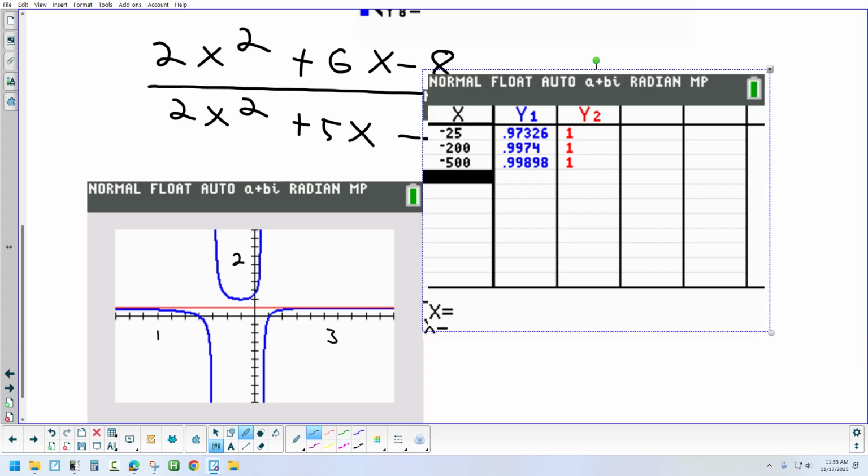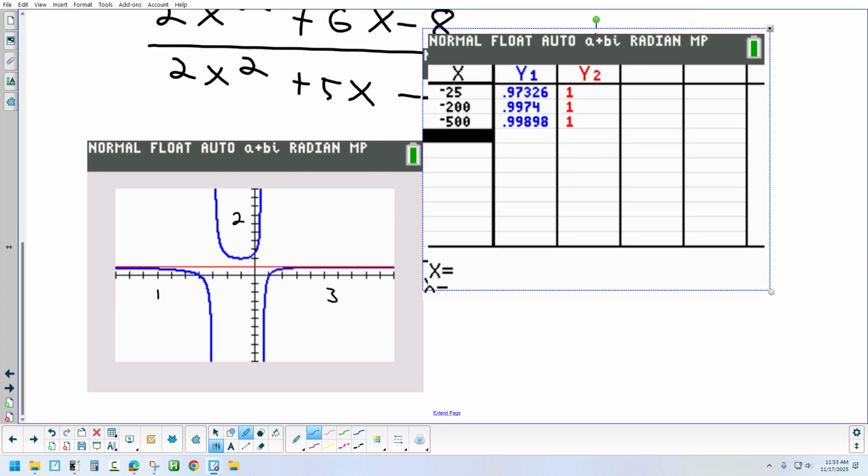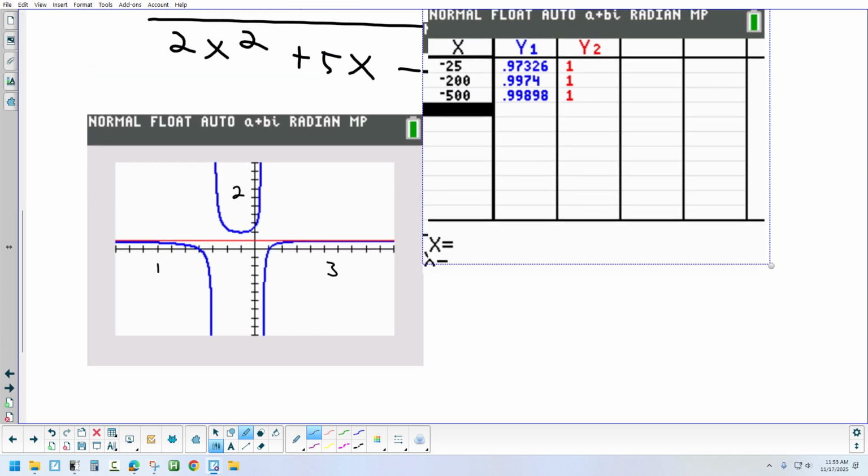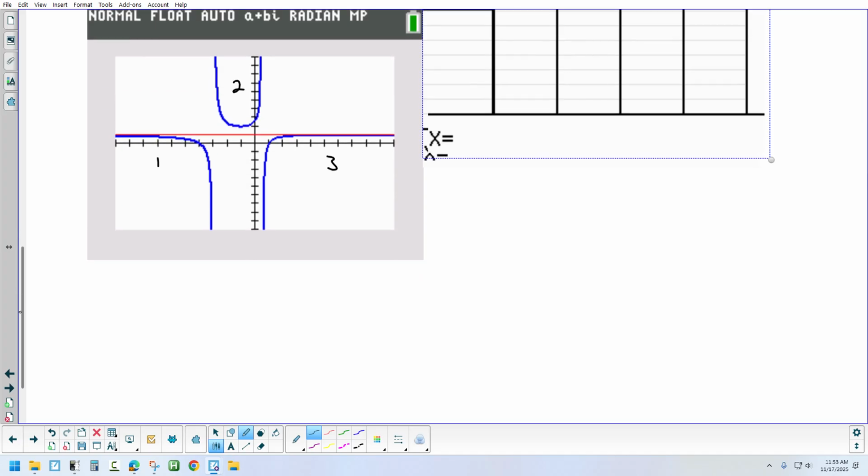So let's start with interval 1. How far to the left can I keep going on interval 1 and still stay under the red graph? Negative infinity.